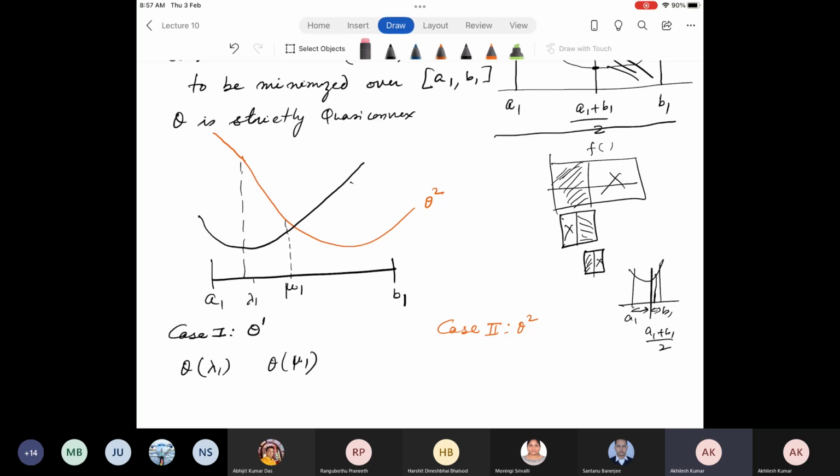Is it still the minimum? No. So theta mu1 is greater than theta lambda 1? Yes, sir. So your new interval of uncertainty will become equal to... So you started with A1 and B1. What would be your new interval of uncertainty?